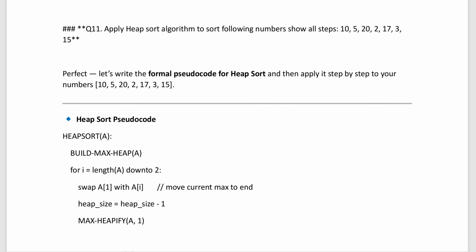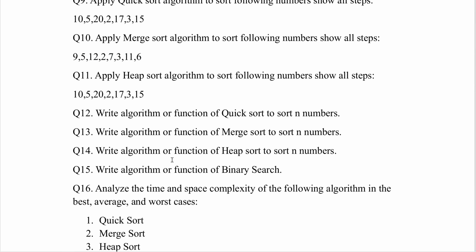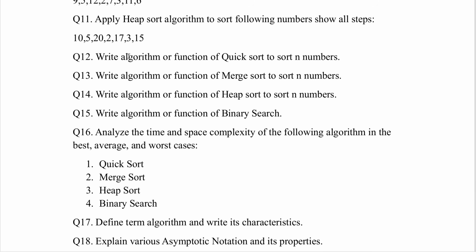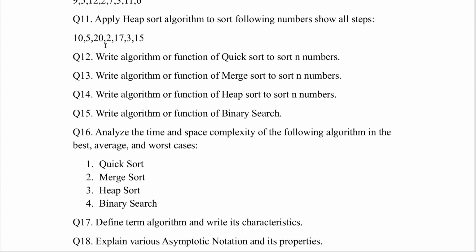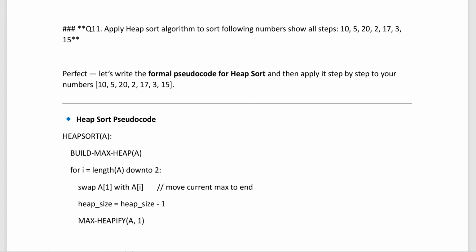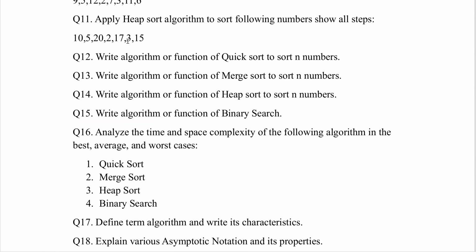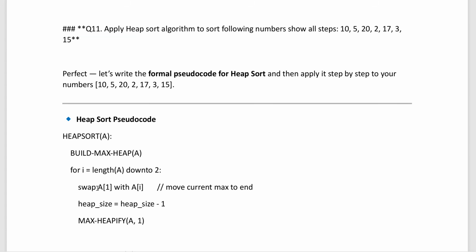Now the next question is question number 11, which says that we have to sort the given numbers using the heap sort algorithm. So this is a very simple algorithm, right? Let us write the formal pseudocode for heap sort and then apply it step by step to your given array. The given array is 10, 5, 20, 2, 17 up to 15, right? We have to sort these numbers using heap sort. Clear? So this is the pseudocode, or the algorithm, for heap sort.